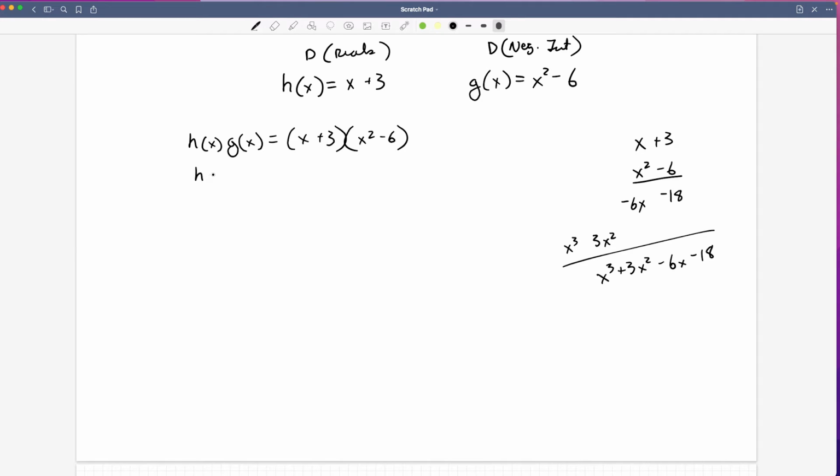So how is this written? h of x, g of x is just written this way.